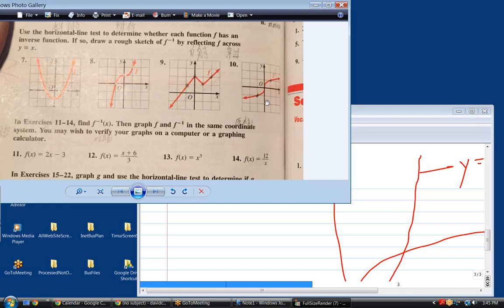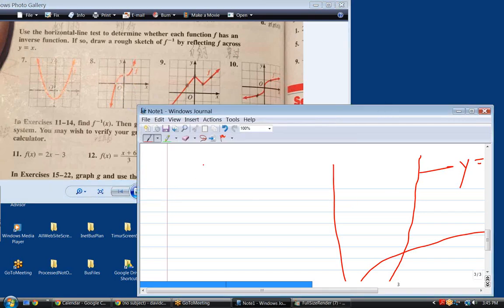But I think I'm going to reevaluate 8. I'm going to say 8 does not fail the horizontal line test. In other words, we can't tell for sure on 8. What if it does something like this? Well, that doesn't fail the horizontal line test, which means it would have an inverse.